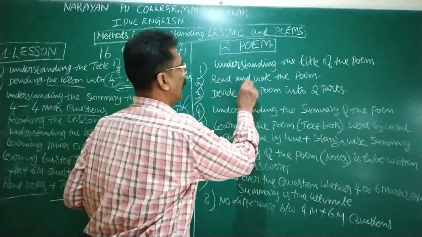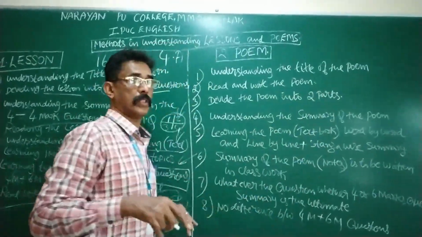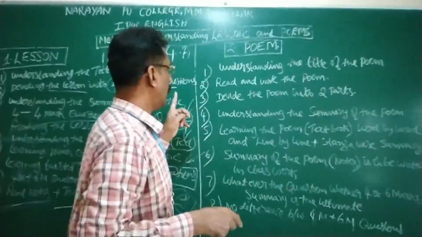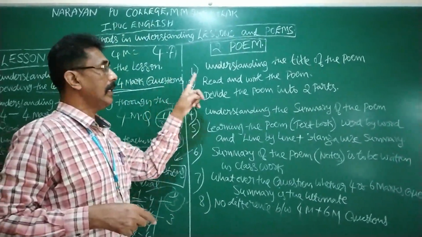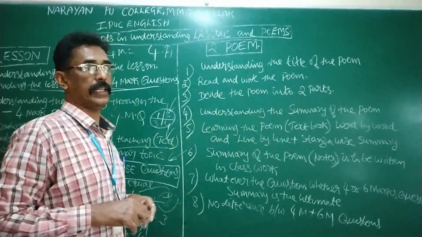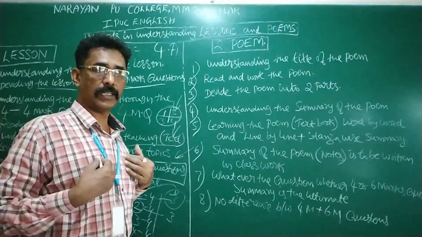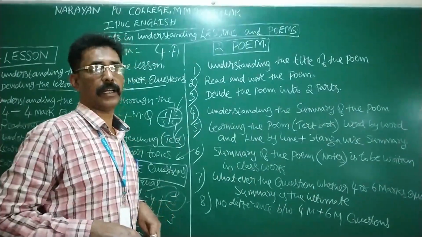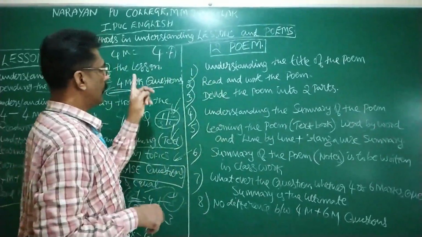Now, read and write the poem. You must write this poem in your classwork. Here, no learning of the summary. First, you must write the poem and read the poem. We will recite the poem which is written by you in your classwork in the class. It is a totally different method.